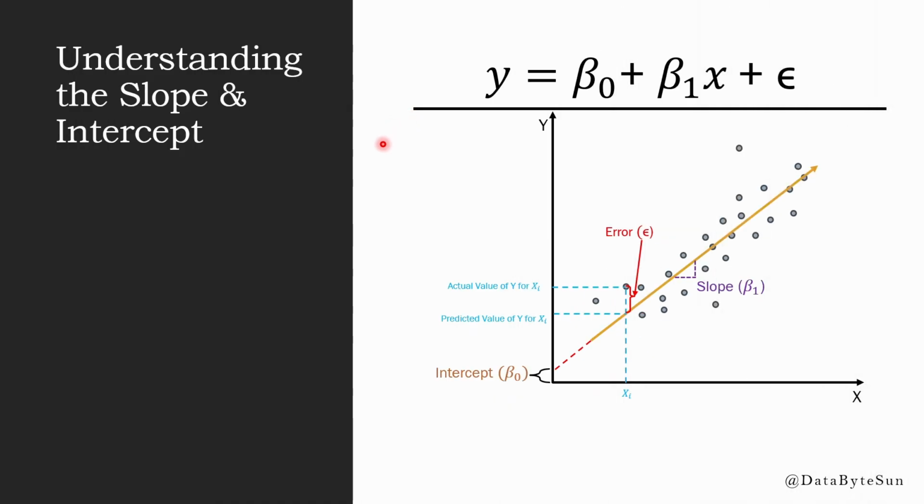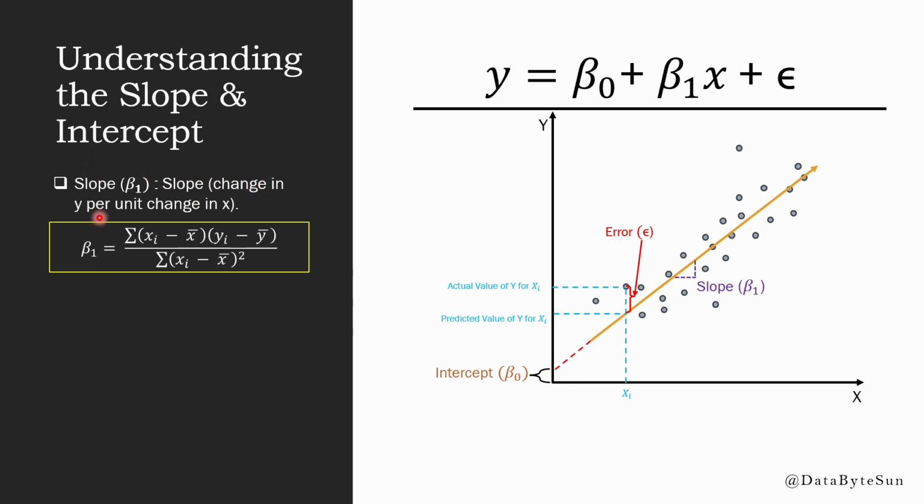Alright, let's take a closer look at how we calculate the slope and intercept for our line. The slope, which we call beta 1, tells us how much y changes for each unit increase in x. Basically how steep the line is. To calculate the slope, we use this formula. Beta 1 equal to summation of xi minus x bar into yi minus y bar divided by summation of xi minus x bar whole square.